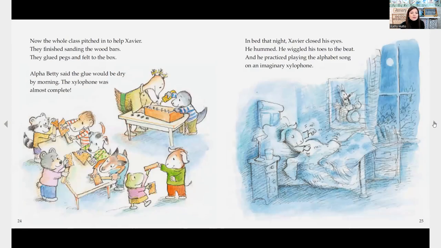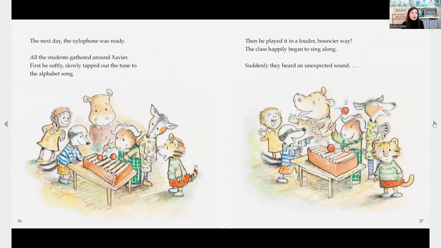Now the whole class pitched in to help Xavier. They finished sanding the wood bars. They glued pegs and felt to the box. Alpha Betty said the glue would be dry by morning. The xylophone was almost complete. In bed that night, Xavier closed his eyes. He hummed, he wiggled his toes to the beat, and he practiced playing the alphabet song on an imaginary xylophone.